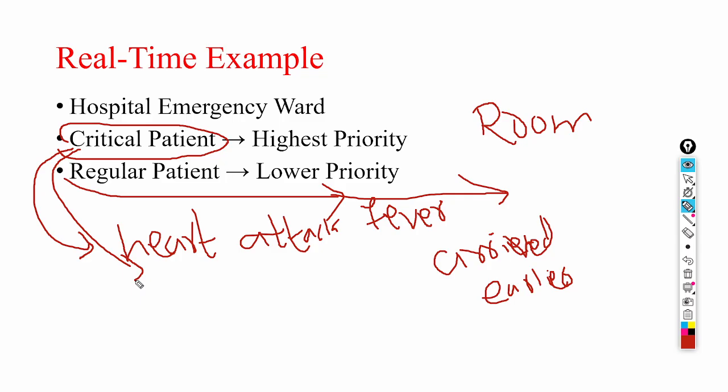This is exactly how priority scheduling works. Again, consider a hospital emergency room with a heart attack patient and a minor fever patient. Even if the fever patient arrived earlier, the doctor treats the heart attack patient first because the emergency case has the highest priority. This is exactly how priority scheduling works.